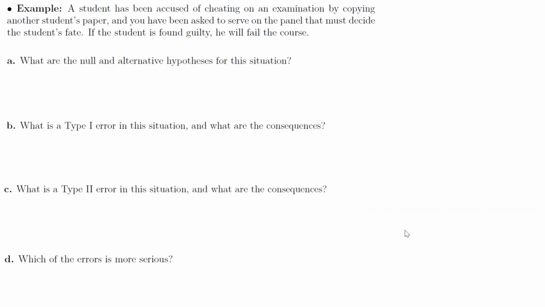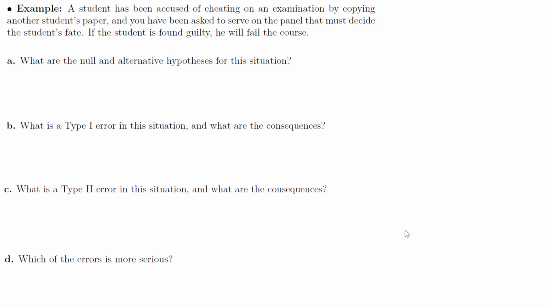All right, so to help us understand this idea a little bit better, we're going to look at a couple of examples where we're not going to do any computations, but we're going to keep in mind this analogy, especially in this first example, of putting someone on trial. The null hypothesis is innocence, and the alternative hypothesis is guilt.